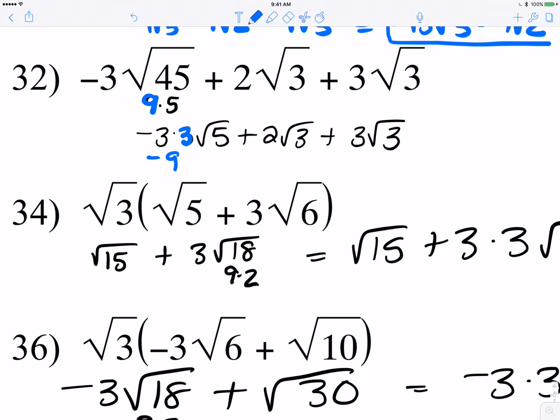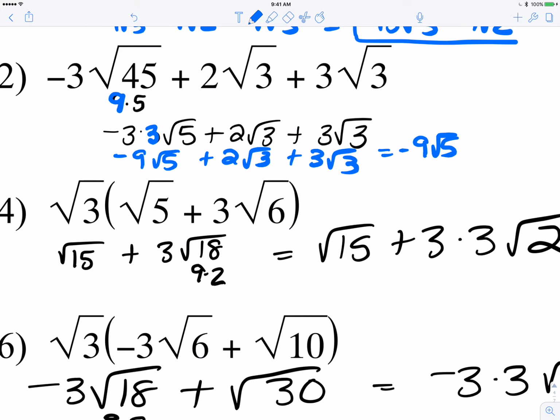So that's negative 9 square roots of 5, plus 2 square roots of 3, plus 3 square roots of 3. The last two terms can be put together. We get negative 9 square root of 5 plus 2 square root of 3 and 3 square root of 3 is plus 5 square roots of 3.